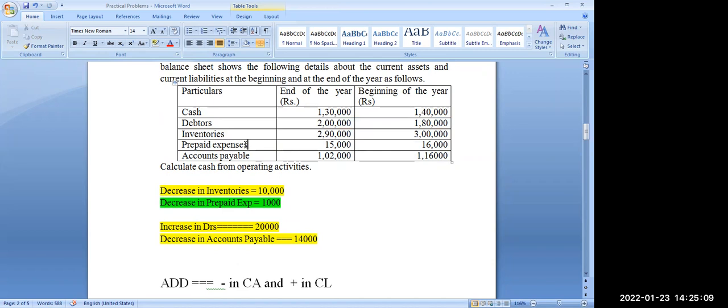Prepaid expense is a current asset, sorry, prepaid expenses are a current asset. Accounts payable is a current liability. So based on this, we are going to prepare the statement showing the cash flow from operating activities.